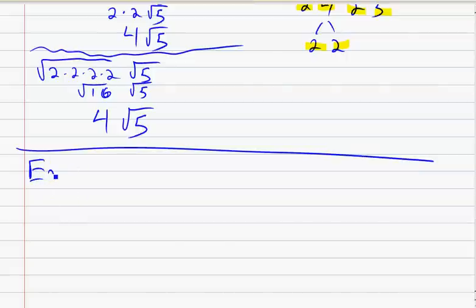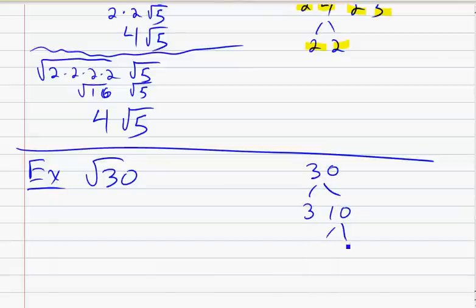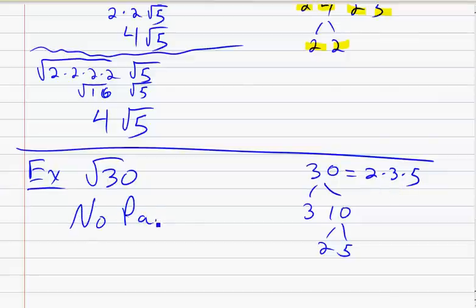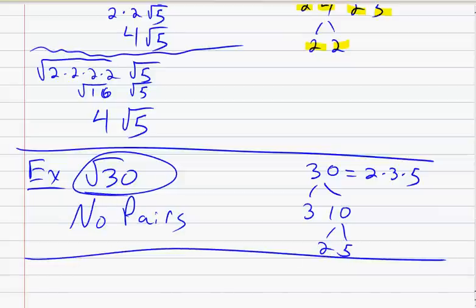Try an example of a number that works out a little bit differently. Let's say we have the square root of 30. If I do the factor tree on 30, 3 and 10, 2 and 5. So 30 is equal to 2 times 3 times 5. Well, if I organize that into pairs and non-pairs, what happens? I've got no pairs. So what does that mean? That means that there are no perfect square factors in the square root of 30, and that would be your answer. That's example 6.